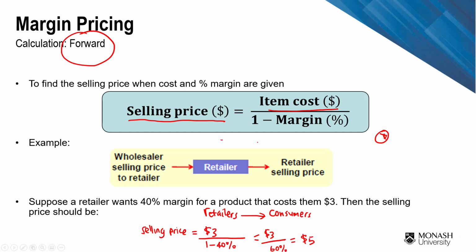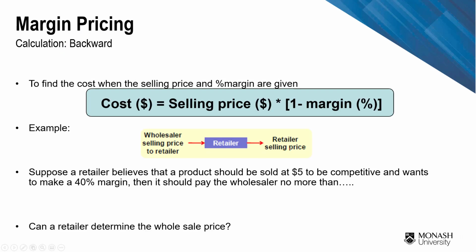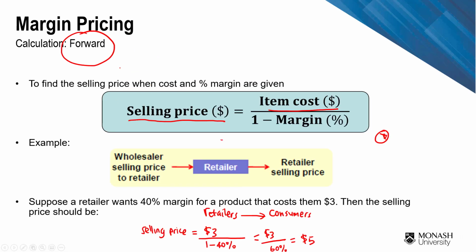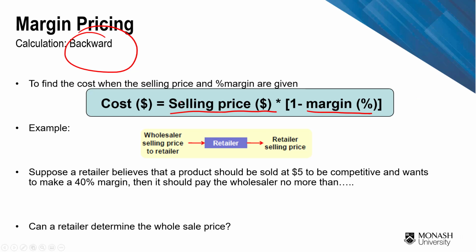Alright, I hope that makes sense. Now when we have forward, we also have backward calculation, which is relatively similar. In this case, we are given the selling price and the margin percentage, and we are going to calculate the cost. If you are comfortable with the mathematics, you can transform the first formula into this one very easily, so you don't really have to remember quite a lot of formulas.